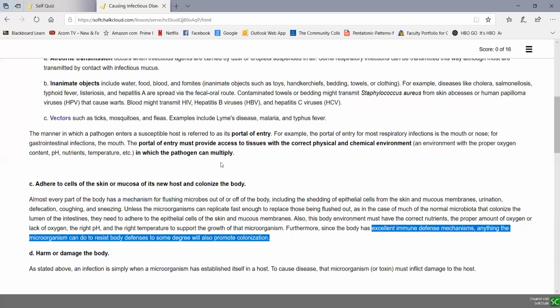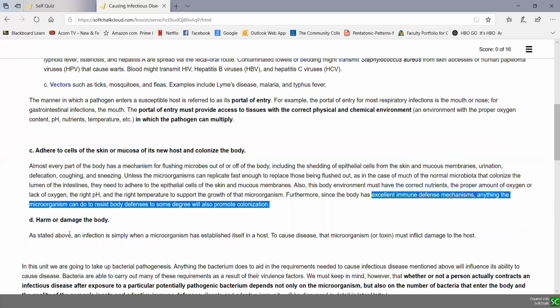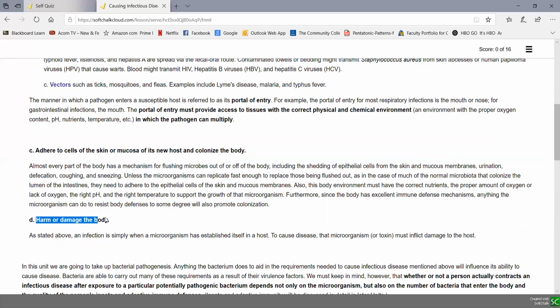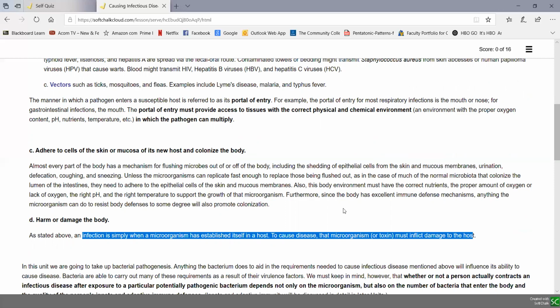And then, of course, when the organism is not just infecting but causing disease, it's going to cause harm or damage to the body. So an infection, again, is where the microbe has established itself in the host. When the organism is inflicting damage to the host, we call it disease.